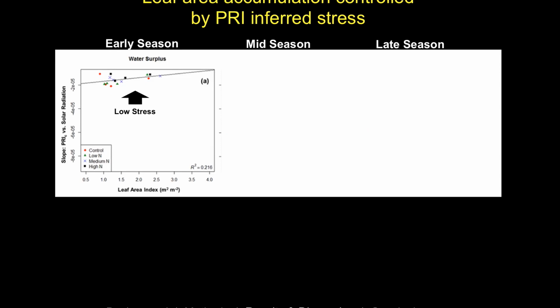So now that we've observed that PRI does seem to track environmental conditions on the diurnal and seasonal time step, we asked the question of whether using PRI as an indicator of stress could give us an idea of leaf area accumulation throughout the season. If we start here in the early season with LAI measurements on the x-axis and the slope of PRI-C versus solar radiation on the y-axis, we don't see a very tight correlation. And this, of course, is, I think, primarily due to the fact that we have low LAIs at this time of the season and low stress.